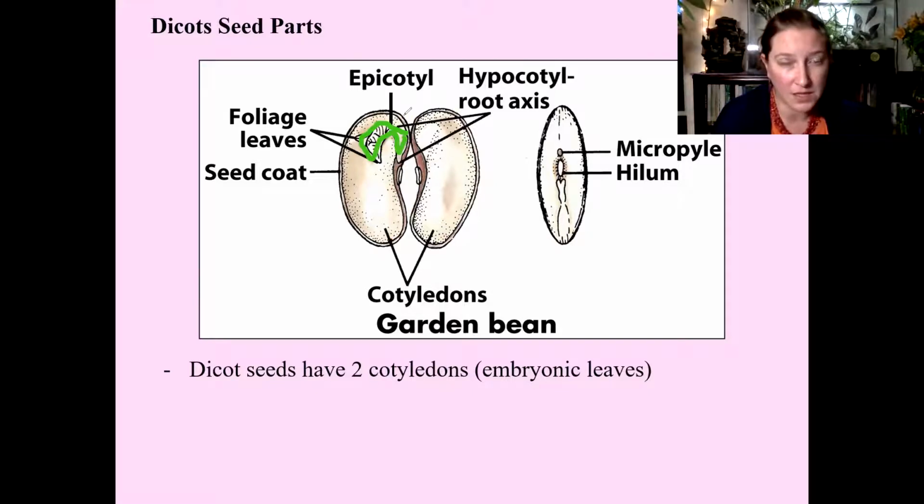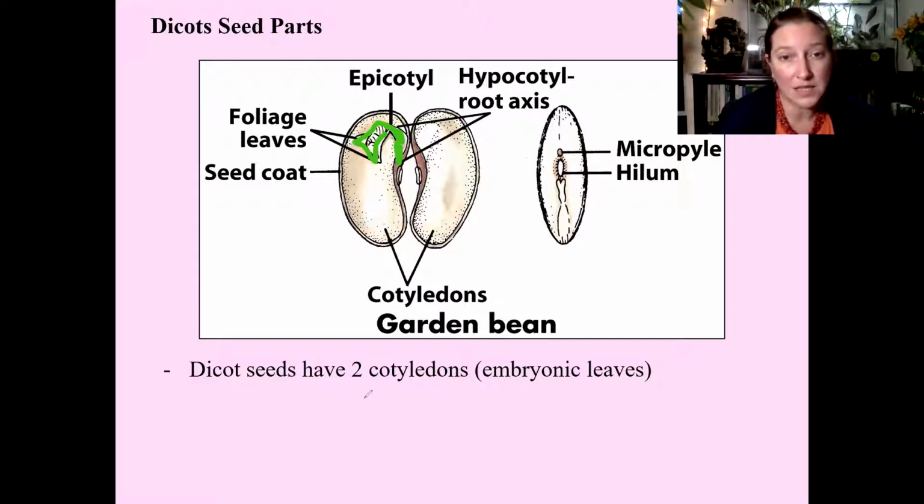So this is its, let me move this thing around. Here is the baby plant's radicle, right? It's baby root. Here's the baby plant stem. And then these leaves will actually be the first mature leaves once the baby plant emerges from the seed.